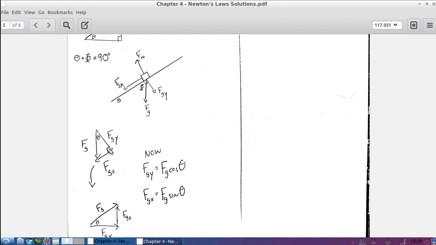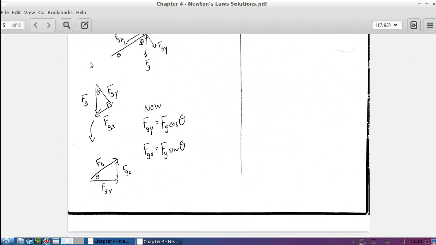So I'm going to draw a new right triangle, F_g y. The hypotenuse is f sub g. There's theta. I'm going to take f sub g in the x direction and bring it down here and make a right triangle with that. So my x component is one side, my y component is one side. Here's the problem. I like theta. I like the angle that they give me. But now the adjacent side to that angle is F_g in the y direction. The opposite side is F_g in the x direction. So guess what? Our trig functions change. The y component of the gravity vector is the cosine. The x component is the sine component.